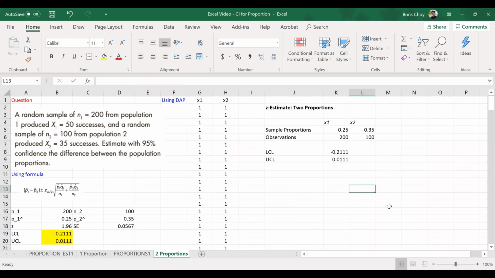So here I demonstrate how to construct a confidence interval using the formula and using Data Analysis Plus.